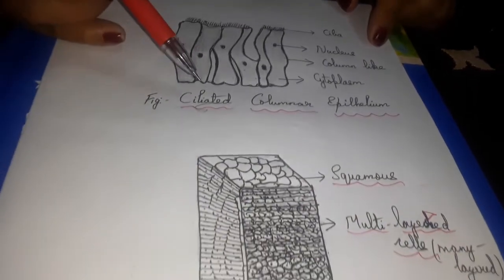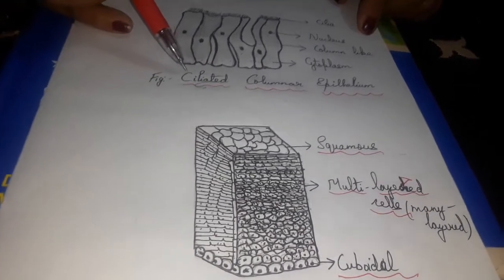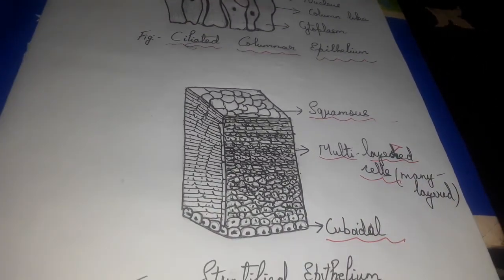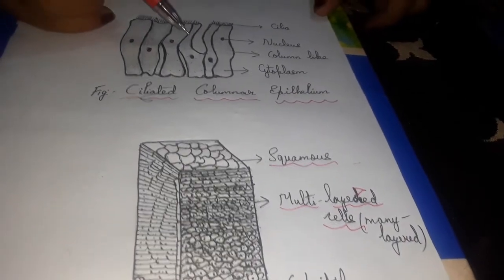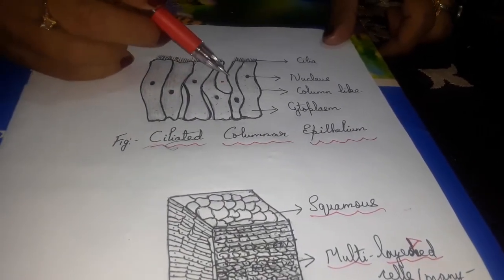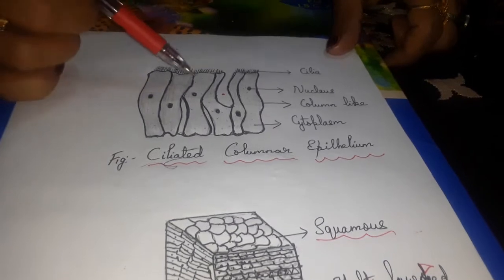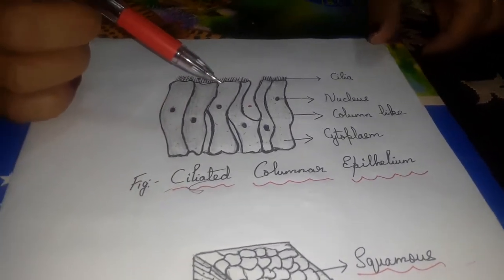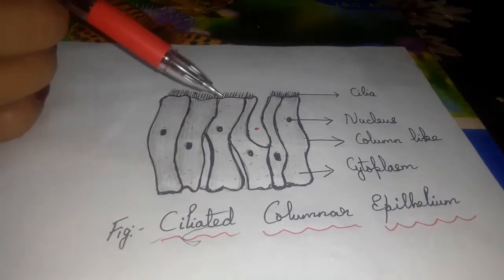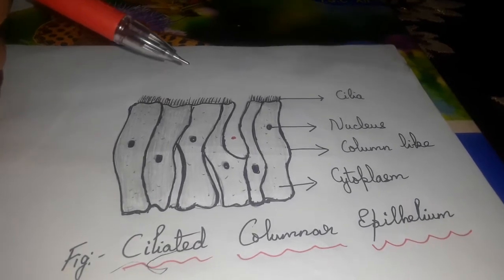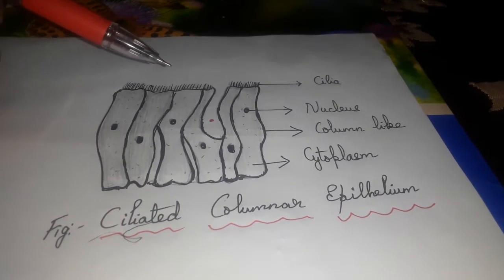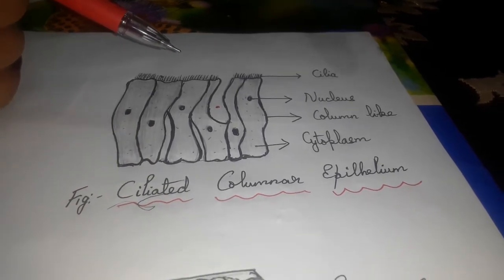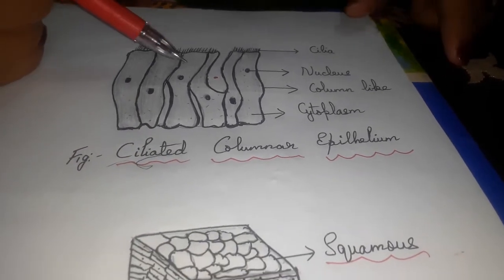Then we have one more. Apart from ciliated columnar epithelium, we also have glandular epithelium. That means glands are present in the specific region, which are known as goblet cells. They secrete certain chemical substances called digestive juices, which help in the digestion of particular nutrients.